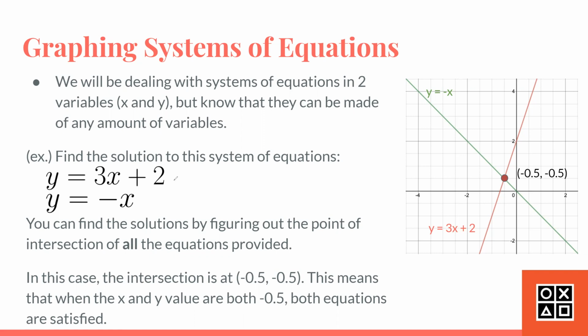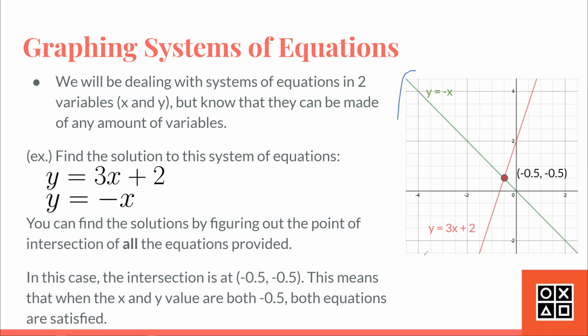Meaning you have to plot these lines, and then the solution is the exact point where the two lines intersect. In this case, the intersection is at negative 0.5, negative 0.5. This means that when x equals negative 0.5 and y equals negative 0.5, both equations are satisfied.